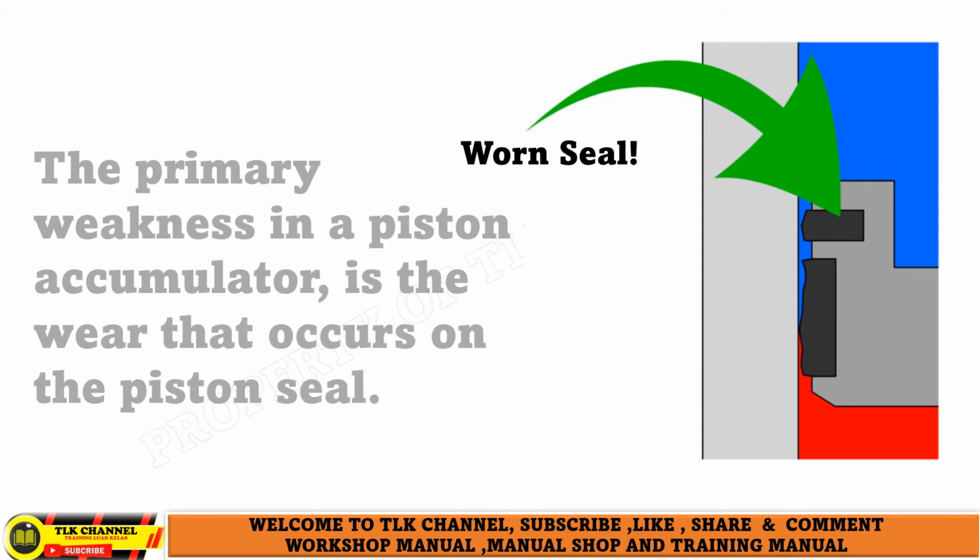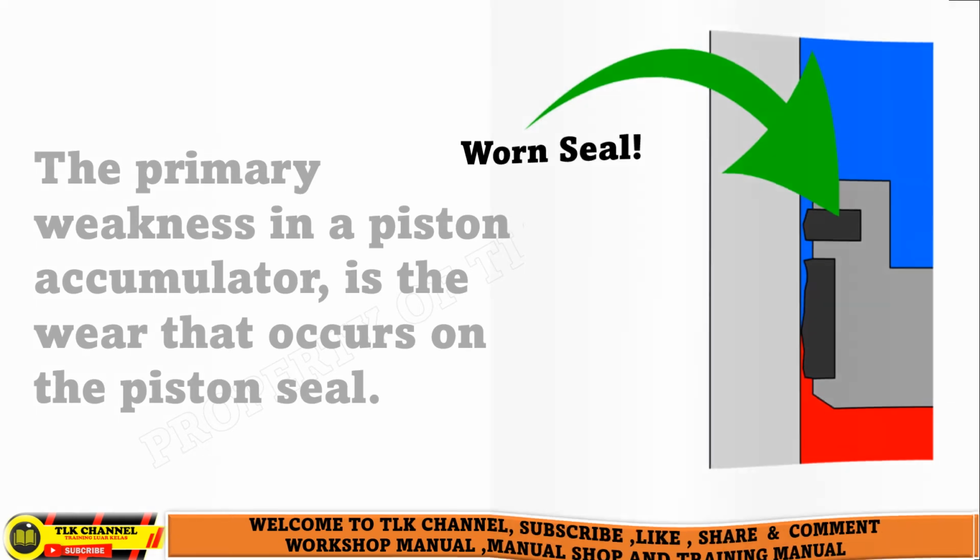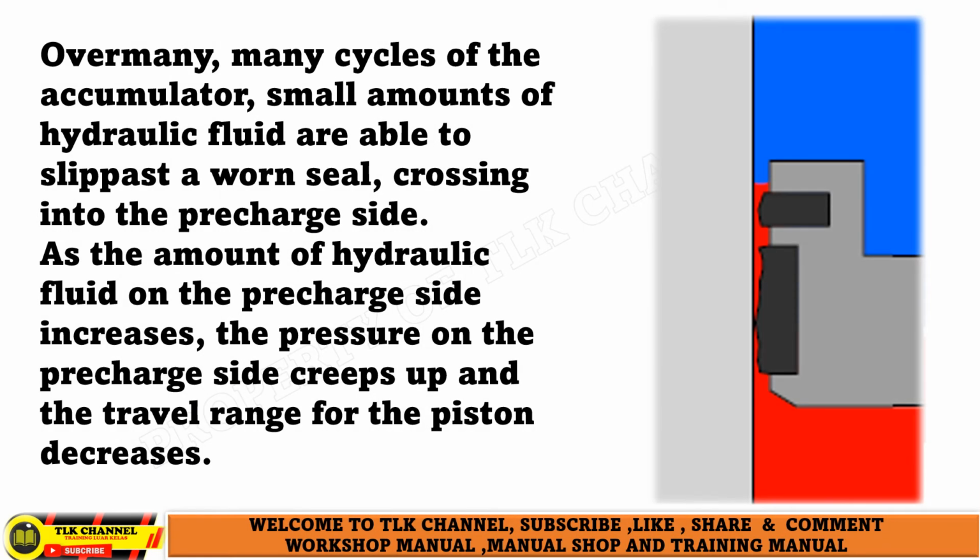The primary weakness in a piston accumulator is the wear that occurs on the piston seal. Over many cycles of the accumulator, small amounts of hydraulic fluid are able to slip past a worn seal, crossing into the pre-charge side. As the amount of hydraulic fluid on the pre-charge side increases, the pressure on the pre-charge side creeps up and the travel range for the piston decreases.